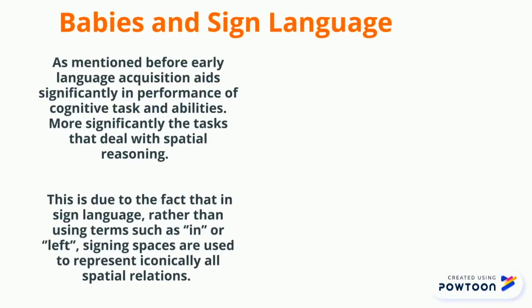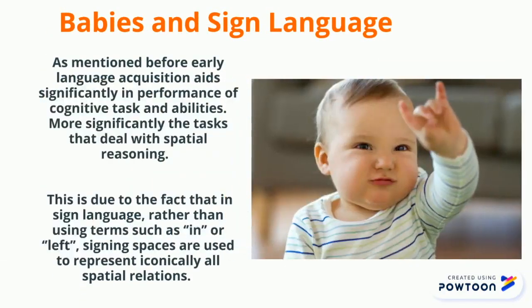As mentioned before, early language acquisition aids significantly in performance of cognitive tasks and abilities. More significantly, the tasks that deal with spatial reasoning. This is due to the fact that in sign language, rather than using terms such as "in" or "left," signing spaces are used to represent iconically all spatial relations.